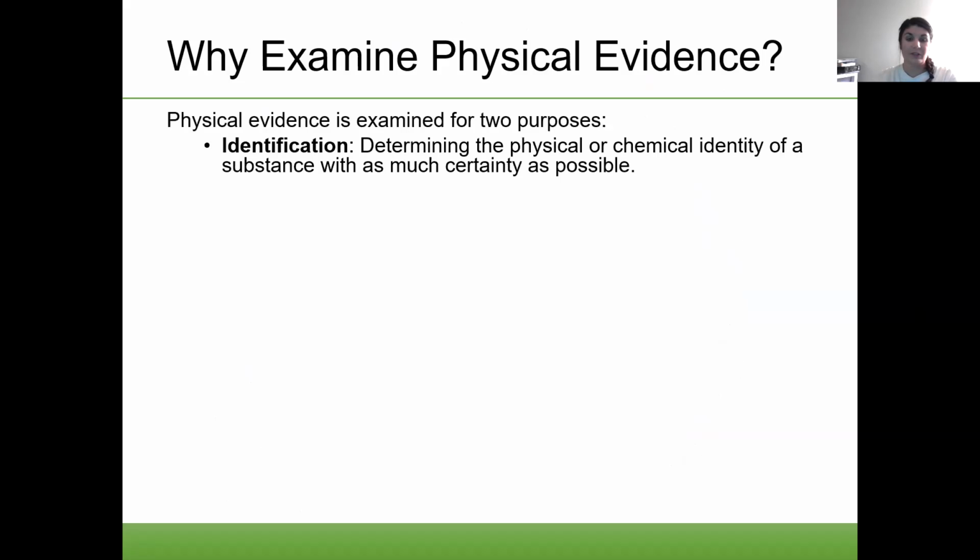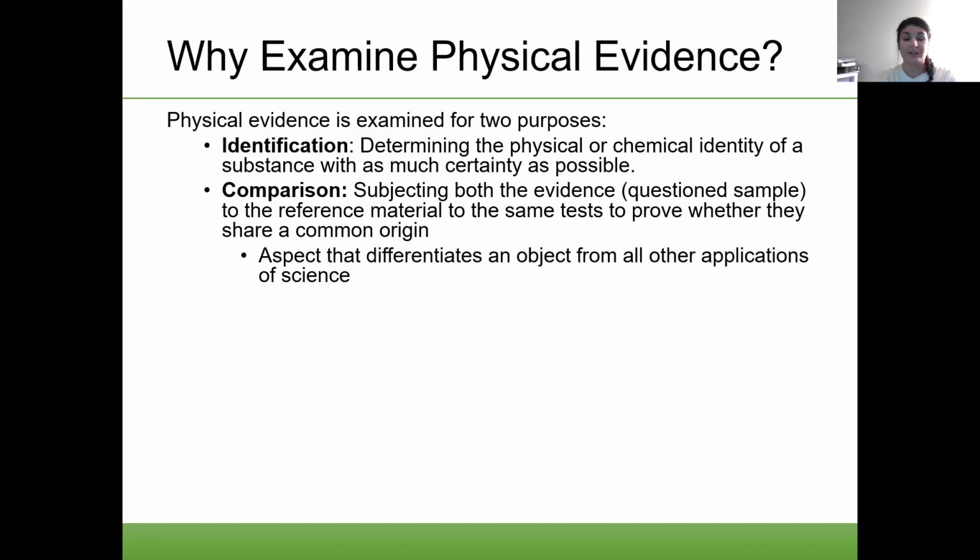Two purposes. One is identification, to determine the physical or chemical identity of a substance with as much certainty as possible. So the identity of a white powder, let's say. The other is comparison, subjecting both the evidence, which is the questioned sample, and the reference material or known sample, to the same test to prove whether they share a common origin. So you test the DNA found at a crime scene against a suspect's DNA to compare them.